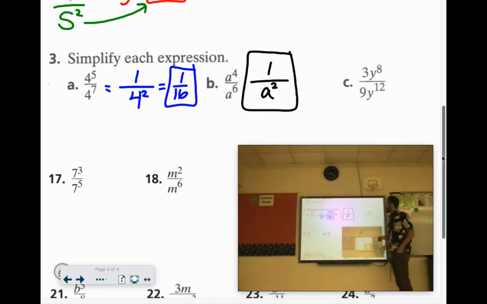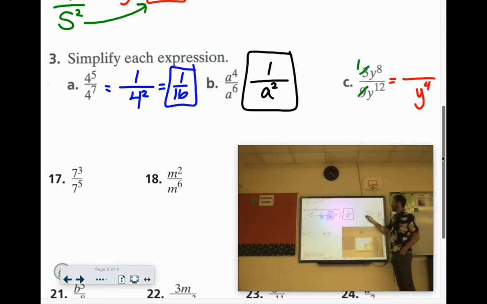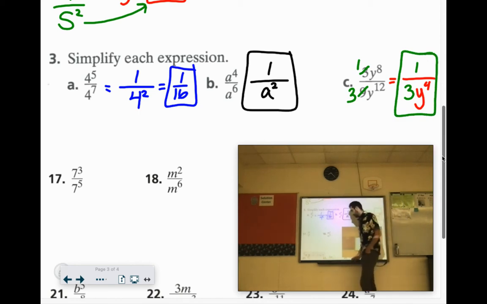Are there more in the numerator or denominator? Denominator. 12 minus 8 is 4. And then we got the big boy numbers there. We got to mess with those. 3 over 9. 3 goes into 3 once. 3 goes into 9 3 times. So we'd have 3y to the 4th in the denominator. Throw a 1 up there in the numerator.